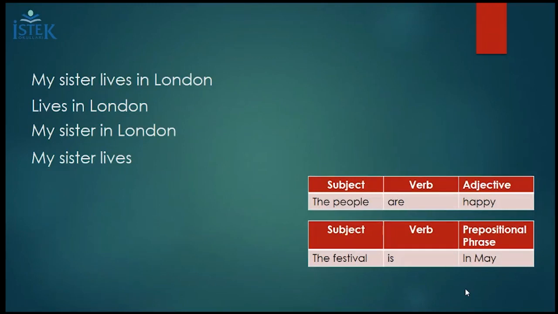On the right-hand side, you see two more sentences. First one, the people are happy. The people, subject, are, verb, happy, adjective. And the second one is the festival is in May. The festival, subject, is, verb, in May, prepositional phrase.